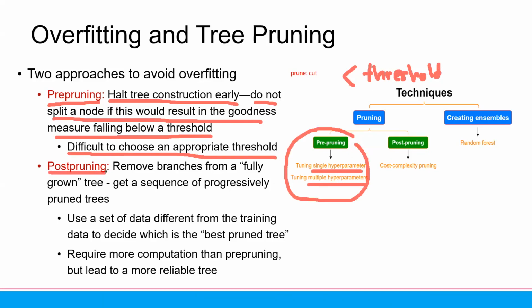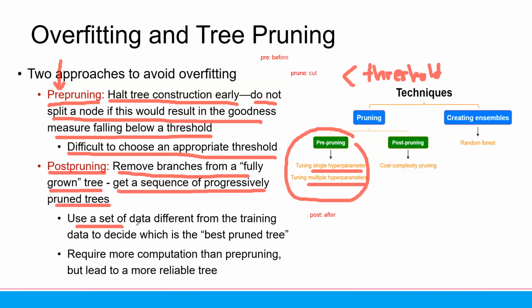The other method is called post-pruning. Pre means before, so with pre-pruning we want to cut before. But post means after. So after we have the tree, we want to cut. How to cut it? We can remove branches from a fully grown tree, meaning the complete tree, and get a sequence of progressively pruned trees. So we can try to cut, cut, cut until we get the good tree.